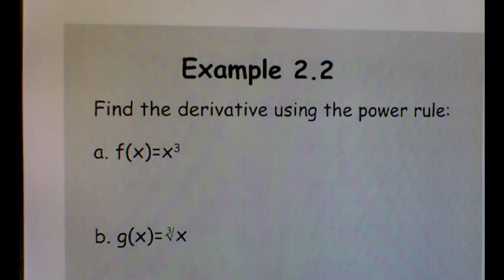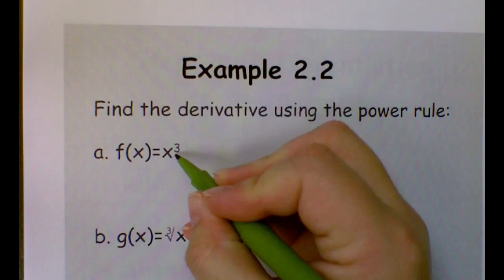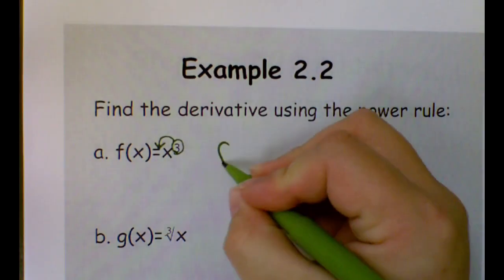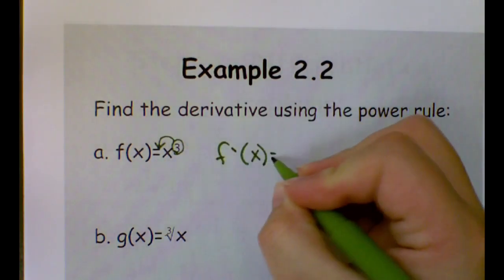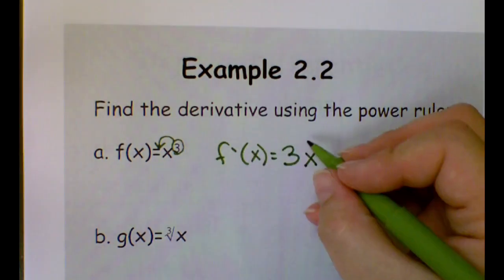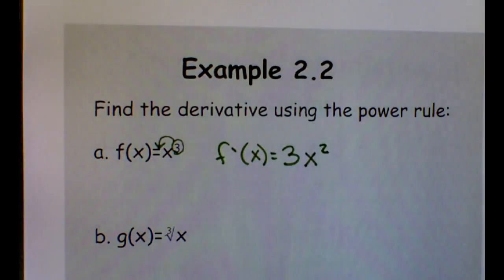So let's use the power rule. F of x equals x to the 3rd power. To get the derivative, we take the exponent, bring it down out front. So f prime of x, we get 3. Our x is still there, but we subtract 1 from the exponent, making it 3x squared.